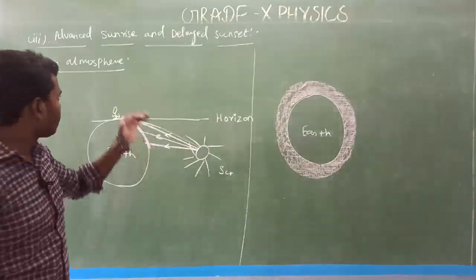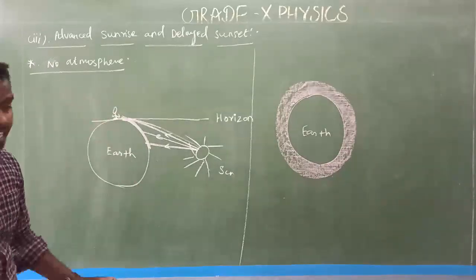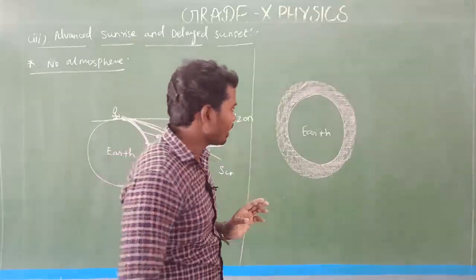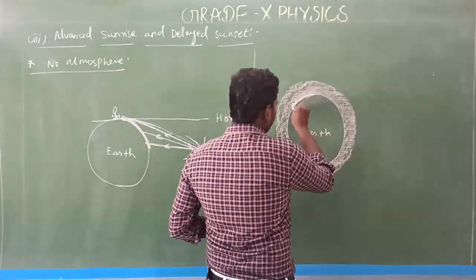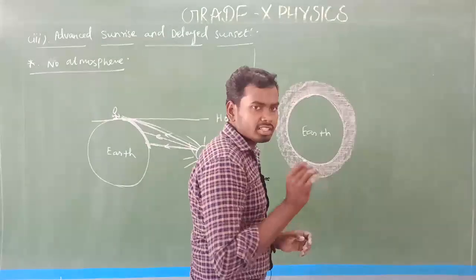Yes. So in the first condition there is no atmosphere on the Earth surface. In the second condition there is atmosphere. Look at here. Now draw the horizon. What is the horizon here?